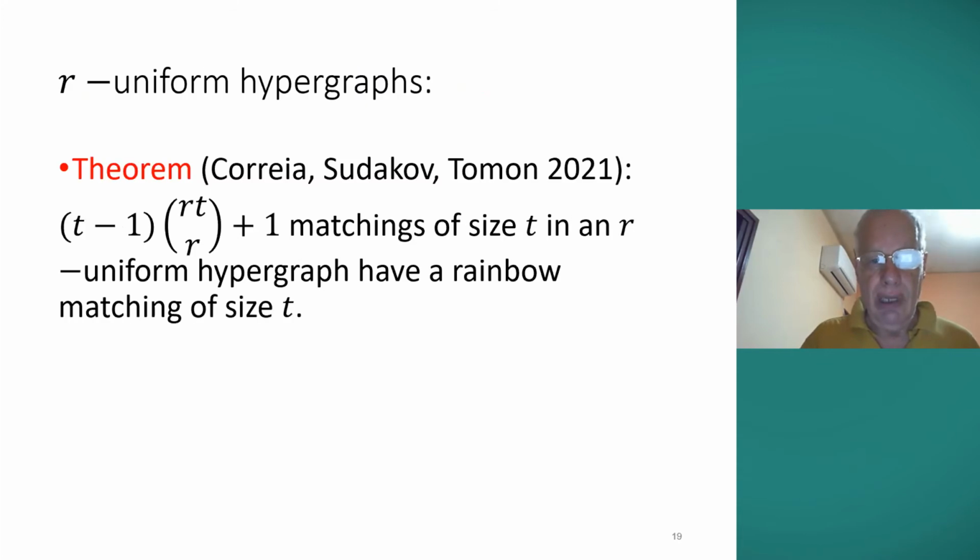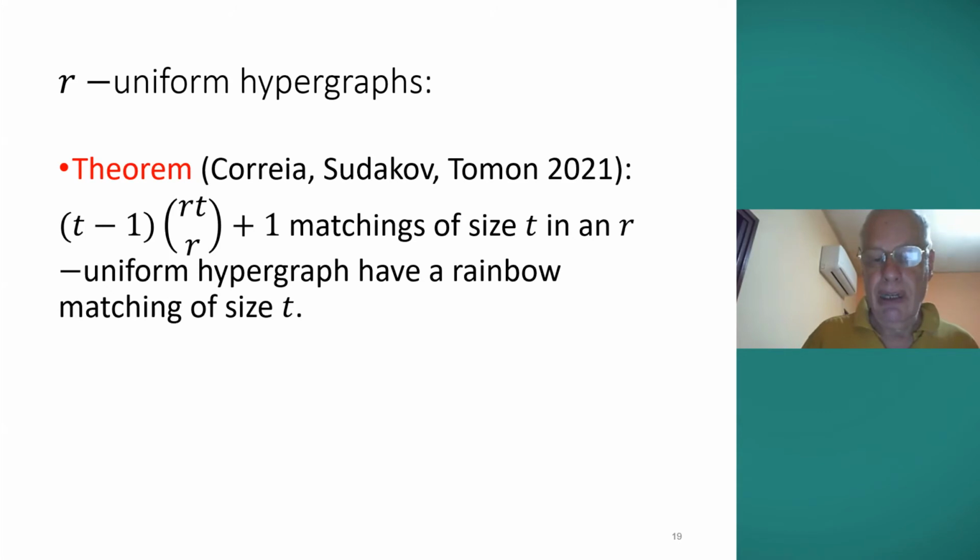Okay, so let me skip that. Let me just mention a very beautiful theorem. I like it very much, this theorem of Correa, Sodakov, and Tomon, about matchings in r-uniform hypergraphs. We don't know the exact precise results, but this is the best asymptotic result known so far. If you have (t-1) times (rt choose r) plus 1 matchings of size t in an r-uniform hypergraph, then you have a rainbow matching of size t.